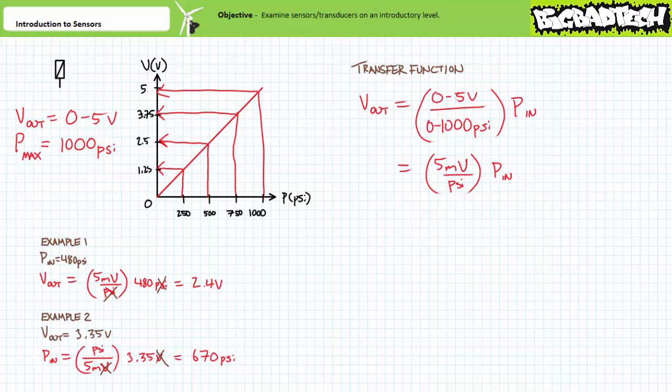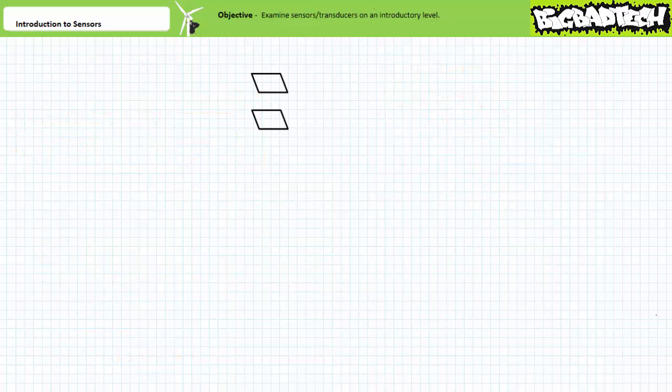Working this from the opposite end, assuming the pressure sensor is producing an output of 3.35 volts, we multiply this value times the transfer function, oriented such that the units of volts cancel and only the units of psi remain. In this case, the pressure sensor is most likely experiencing an input of 670 psi. While this example represents the process of transduction in its simplest form, in reality, this one-for-one exchange of psi for volts is a bit more complicated.